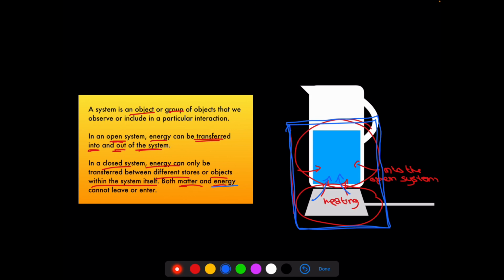Therefore, matter does not leave, obviously. We still have the water and the heating element. They do not leave the system. And energy does not leave the system at all. Okay, it's being transferred within the different objects, right? It's being transferred from the heating element to the thermal energy store of the water. But we're not actually changing the amount of energy that is inside the system.